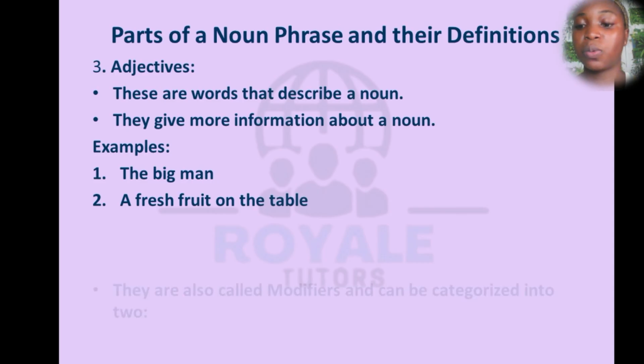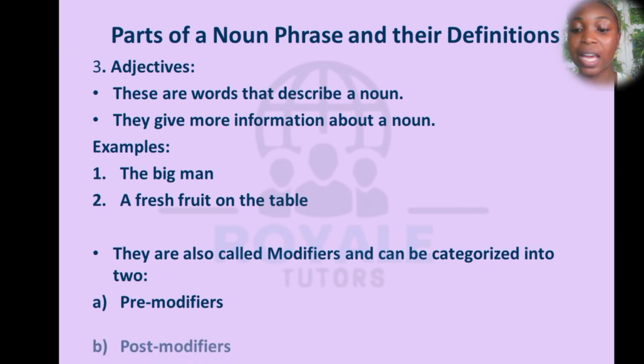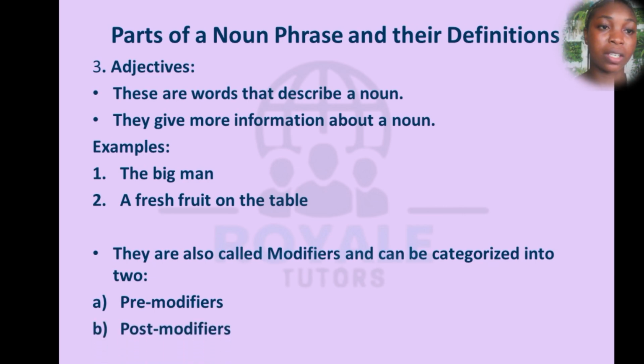All right? Next one. Now, another thing about adjectives that you need to know as part of a noun phrase is that they are called modifiers. So you can call them adjectives, you can call them modifiers, and they can be categorized into two. So let's look at the categories of the adjectives or the modifiers that we have. The first one is the pre-modifiers, and then the second one is the post-modifiers. All right, now let's look at what this means.